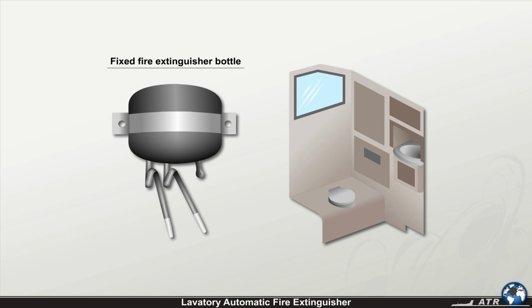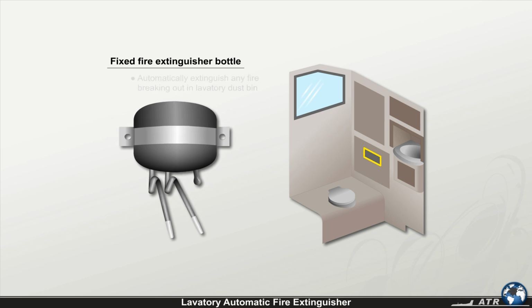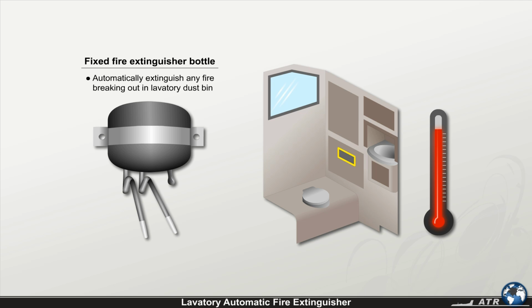A fixed fire extinguisher bottle located in the lavatory dustbin will automatically extinguish any fire breaking out in the lavatory dustbin. When a heat source produces a temperature of approximately 80 degrees Celsius, the ends of the tubes melt, and an agent is discharged into the dustbin.